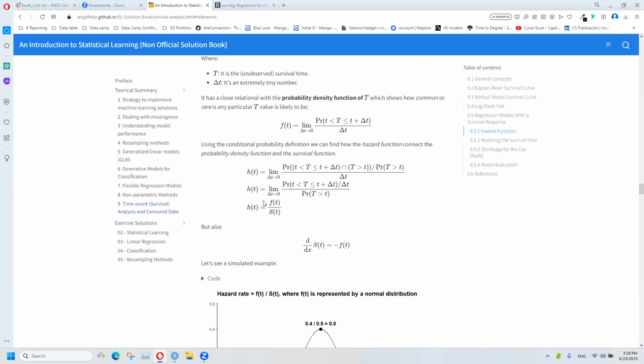So they make a little bit of math, and they end with this relationship where the hazard is the probability density function over the survivor function. But also, if we derive the survivor function, we also get a negative. So the point is, if you have one of these three, you can get the other ones with simple calculations.